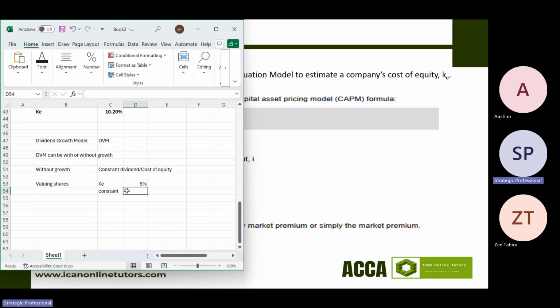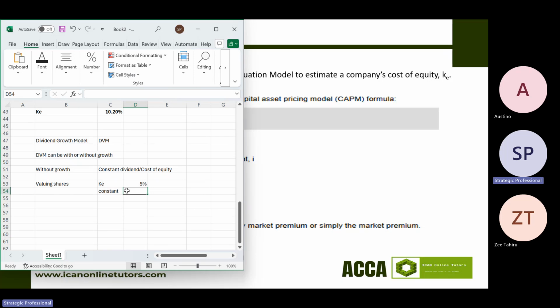Meaning that if they say they will be giving you a dividend of 2 naira on your investment, it means that you're going to be having 2 naira or $2. Let's stick to dollar, because this is AFM. So $2 on a yearly basis. It means that it's not going to change. So that one is without growth, right?